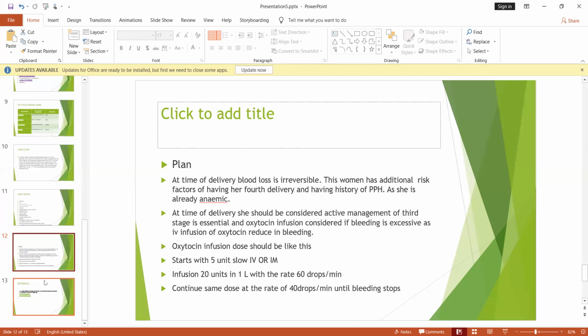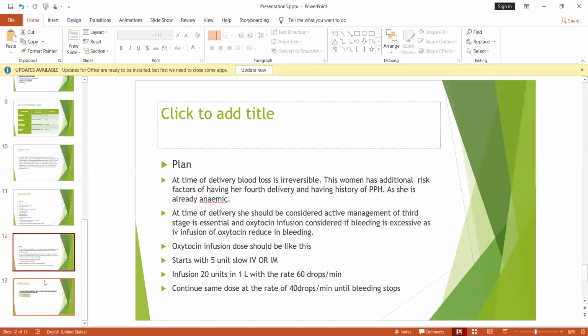Oxytocin should be given like this: start with 5 units slow IV or IM, then infuse 20 units in 1 liter at a rate of 60 drops per minute. Continue at the rate of 40 drops per minute until bleeding stops. We continue the infusion of oxytocin.